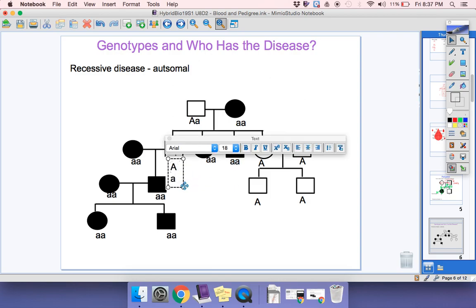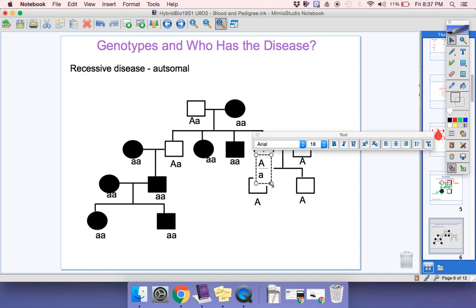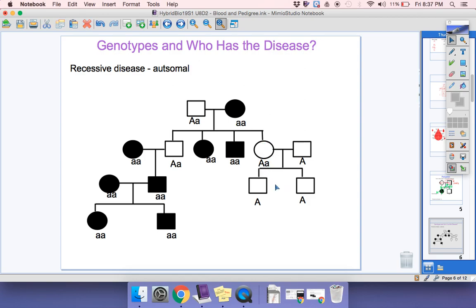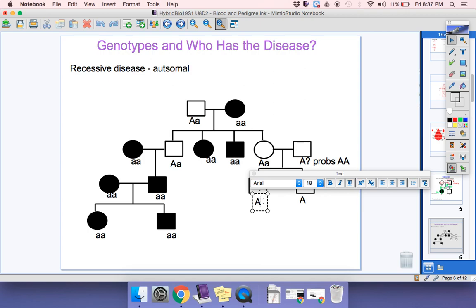Same is true of this guy here. Okay, he has children that have it, so he has to have it. And then same with this mom. Her mother had it, and so the only gene she could have got, the only allele she could have got from her mom is a lowercase letter. The rest of these guys we don't know. This guy's probably big A, since neither of his kids got the disease, but you don't actually know what they have.